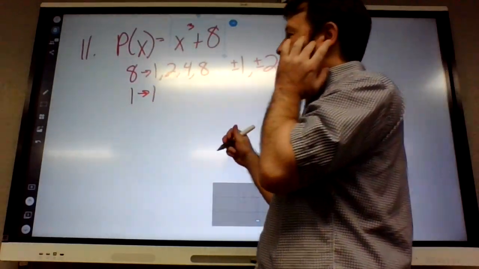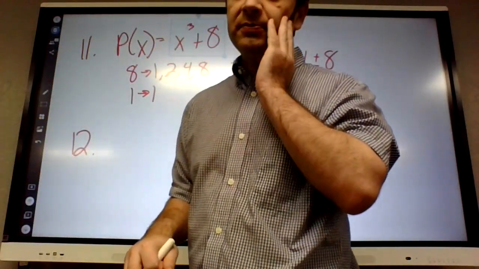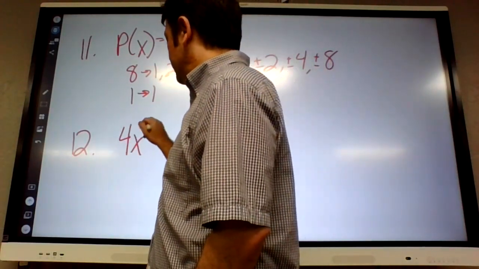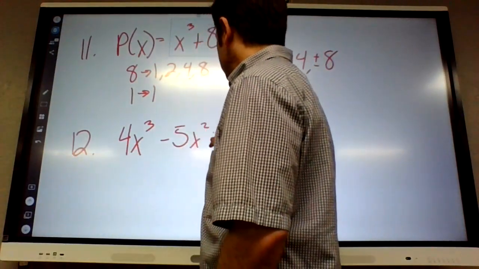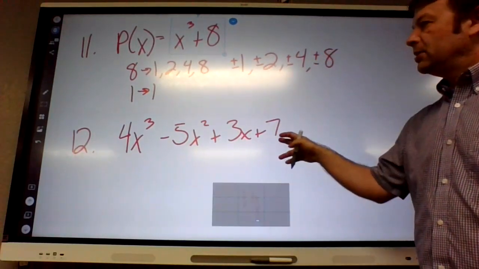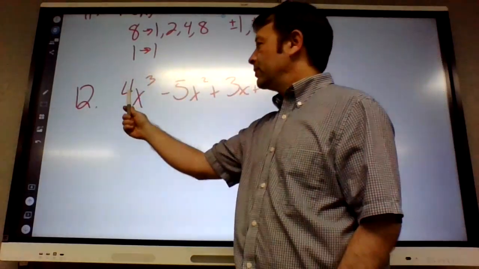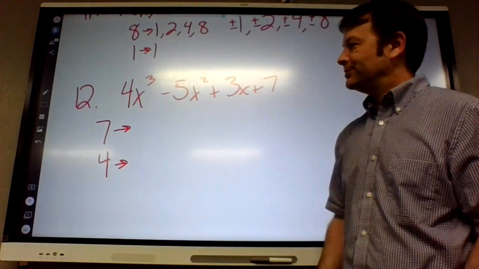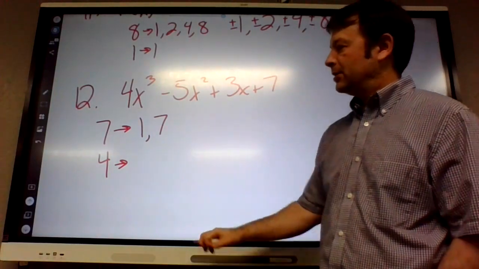Okay, let's look at 12, because I'm afraid the number on front will freak you guys out, so let's look at it. So 12 starts with a 4, 4, negative 5, 3, 7. Okay, so what am I going to look at? Factors of 7 over factors of 4. What are the factors of 7? What are the factors of 4?